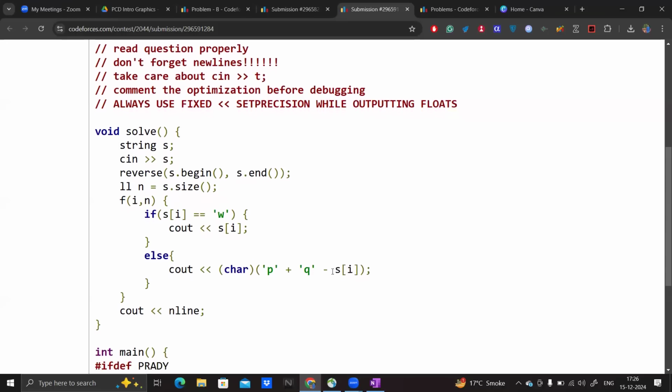This is simple to understand: if S[i] equals P, then P and P would get cancelled and you would end up with Q. And if S[i] equals Q, then Q and Q would get cancelled and you would end up with P. Right? So I just printed the string in reverse and exchanged the characters.